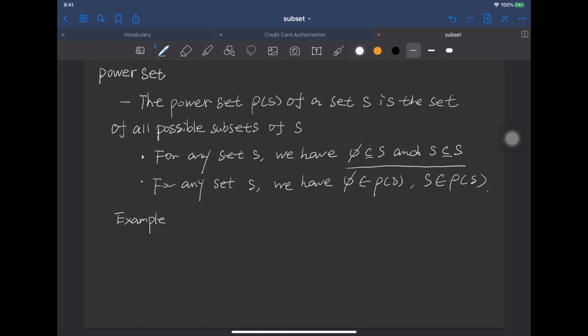Let's look at an example here. If we have a set S that has elements 1 and 2, and we want to find the power set of S, then we should find the subsets of S first.